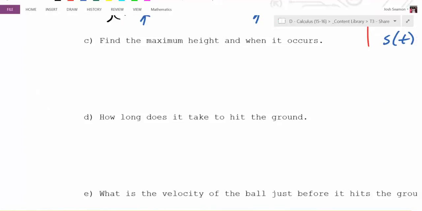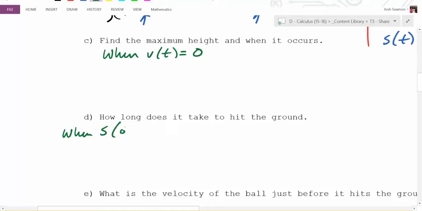Okay, so for part C, this is when v of t is equal to 0. Okay, what about D? How long does it take to hit the ground? What is 0 when it hits the ground? The height. So you know that this is when S of t is equal to 0.